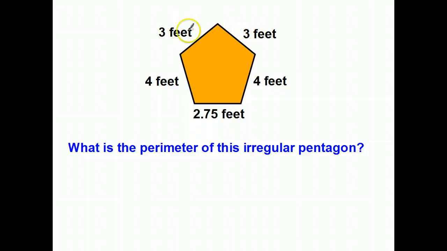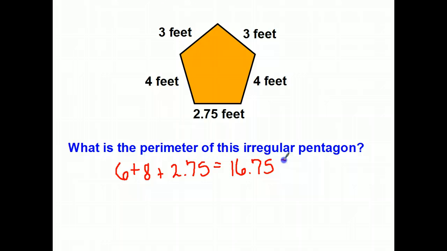Here are two sides that are each 3 feet. So we'll add 6 feet. Here are two sides which are each 4 feet. So we'll add in our 8 there, plus 2 7/75 of another foot. Well, 6 plus 8 is 14. 14 plus 2 is 16. The perimeter of this figure is 16 7/75 feet.